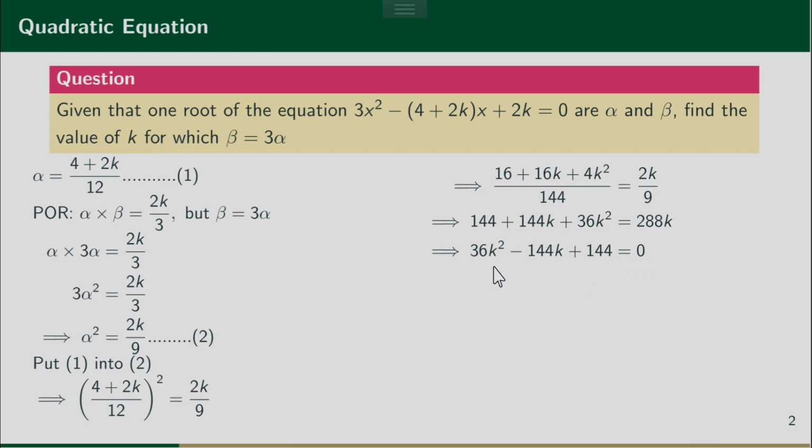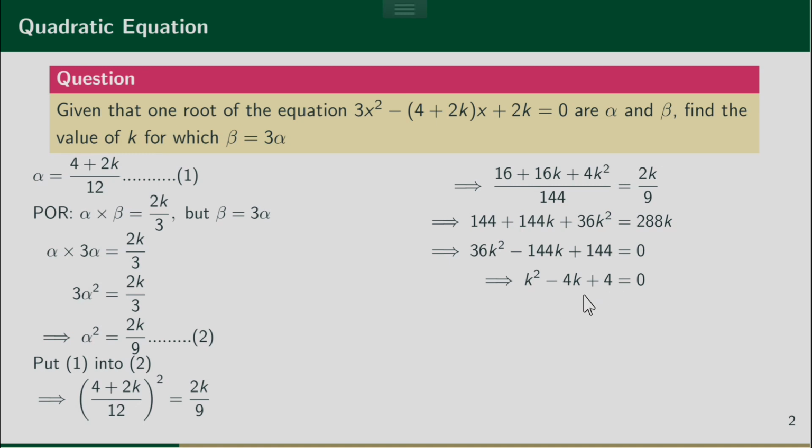It's true that I can try to factorize this equation as is, but I can try to simplify it to make my work easier because each term in this quadratic equation is a multiple of 36. So I can divide each term by 36. Dividing this term by 36, I'm left just with k squared. Dividing negative 144k by 36, I'm left with negative 4k. And dividing 144 by 36, I'm left with 4 is equal to 0.